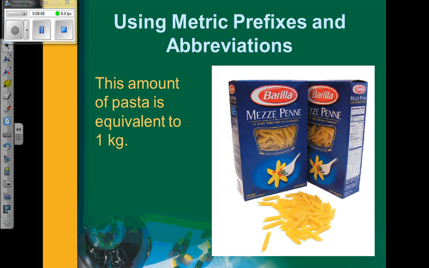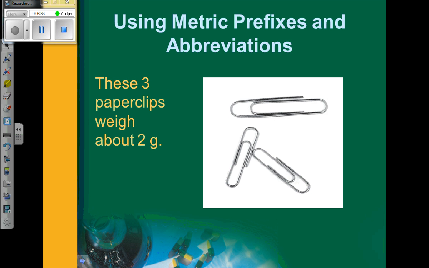So if you look here, you're looking at just the boxes showing you how to use the metric prefixes and abbreviations. So this amount of pasta is equivalent to 1 gram. Okay, so this picture is just there to give you a visualization of the size of an object. So a kilogram is equivalent to a little more than 2 1-pound boxes of pasta. Okay, next you have these 3 paper clips to show you a visualization of what weight is for 2 grams of weight.